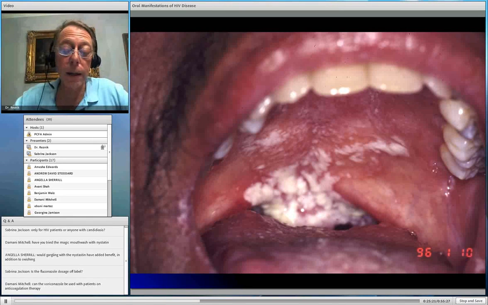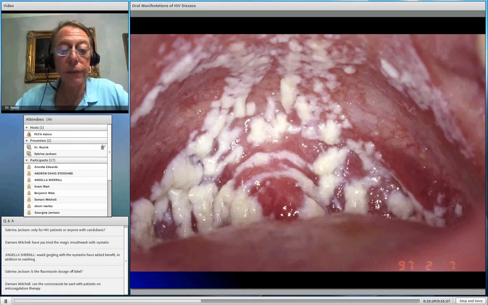Treating this with someone with HIV, you would use 400 milligrams of fluconazole on day one, and then 200 milligrams for the rest of that 2-week period of time. So you're basically doubling the dose.